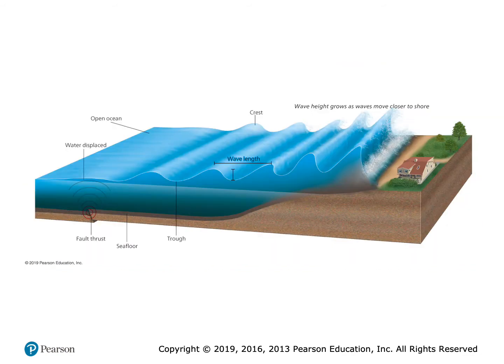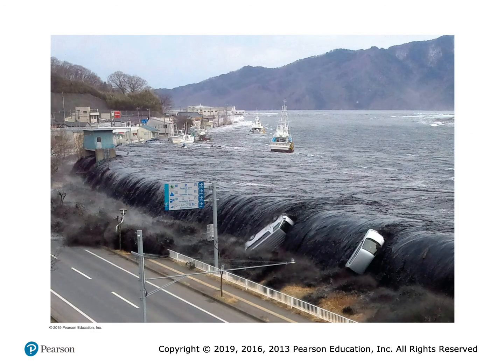This is how a tsunami is formed. So if there's a fault thrust or kind of a brushing up of faults against each other in the ocean, water will become displaced, and you won't notice it much in the middle of the ocean, but the wavelength and the wave height will increase as waves move closer to shore. This can cause a huge tsunami.